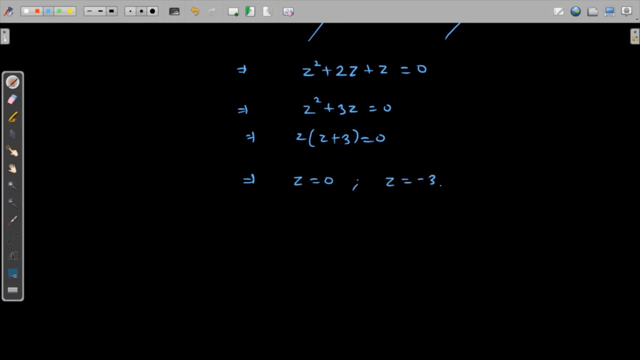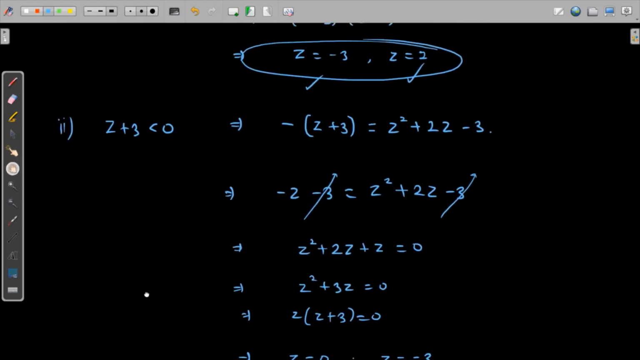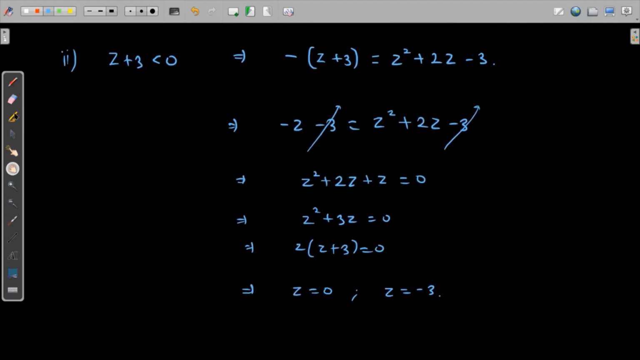So let's see, is 0 allowed? No, 0 is not really allowed, because if z is 0, then 0 plus 3 is 3, and is 3 less than 0? Not really. So we have to ignore this. And if z is negative 3, then negative 3 plus 3 is 0, and 0 is not really allowed. So both the solutions are rejected over here.